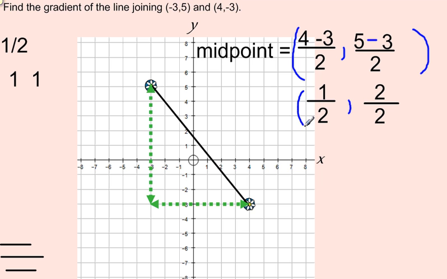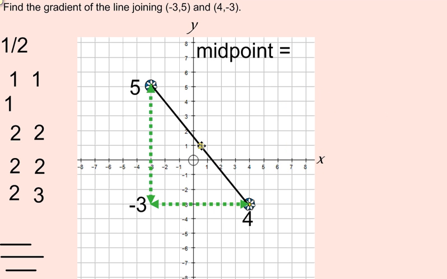I'll put my brackets in here to make sure it looks like a point. That's equals, and that equals a half. That's simplified. 2 divided by 2 is 1. And that means my midpoint is the point a half, 1. So I've got to go across to a half and up to 1. And there it is, little smiley face for my midpoint.